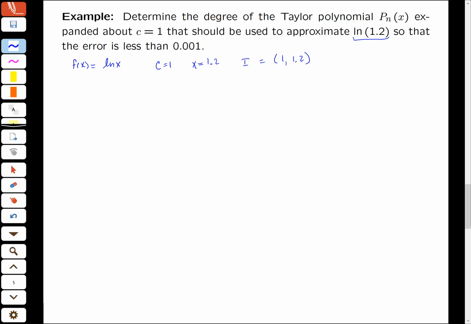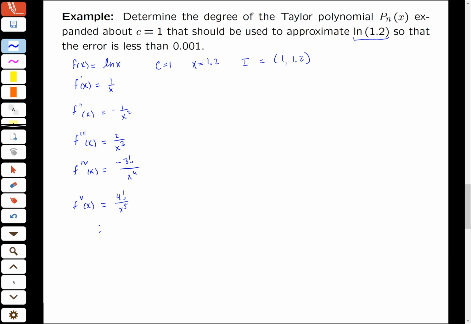What's the derivative of natural log? 1 over x. What's the second derivative? Negative 1 over x squared. What's the third derivative? 2 over x cubed. What's the fourth derivative? And you guys are all wrong. Negative 3 factorial over x to the fourth. What's the fifth derivative? Positive 4 over x to the fifth.